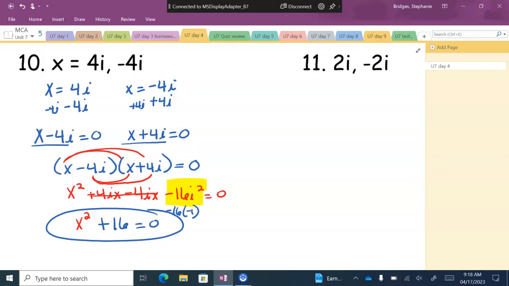All right, quickly try number 11. This will be the last one. You got a 2i and a negative 2i, and it's going to be pretty much identical. I didn't put x equals in front of it. Yeah, x equals 2i and negative 2i. I just didn't write that down. Make sure, again, when you're writing equations, you should have an equal sign in your answer somewhere. It can either be y equals and then your answer, or your answer equals 0.